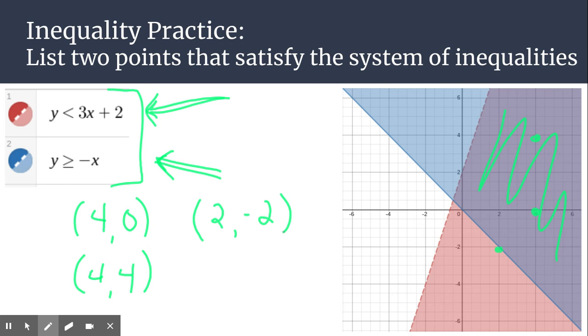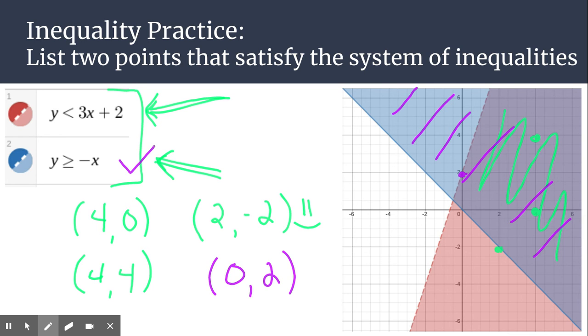Notice that point works. However, let's grab a different color. If I take a point that's on the red line and in the blue region, for instance, if I come up, let's see here, can I get a good point? How about right here? If I take the point 0, 2, 0, 2 is in the blue shaded region. It's going to satisfy my first equation. The problem is 0, 2 is on the dashed line for my red inequality. It's not going to satisfy both of these.